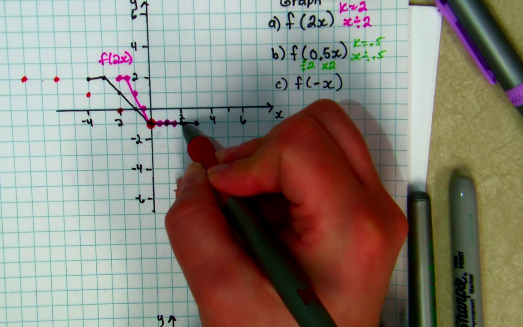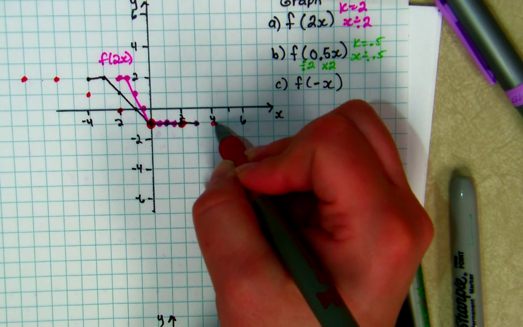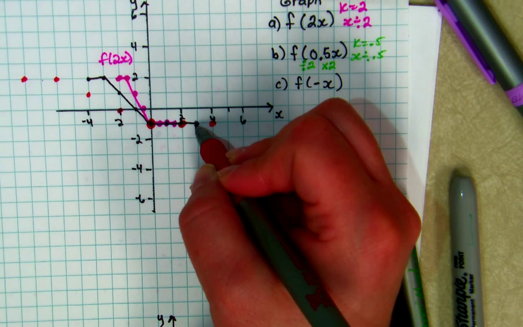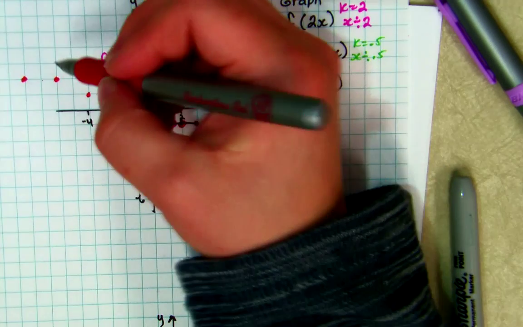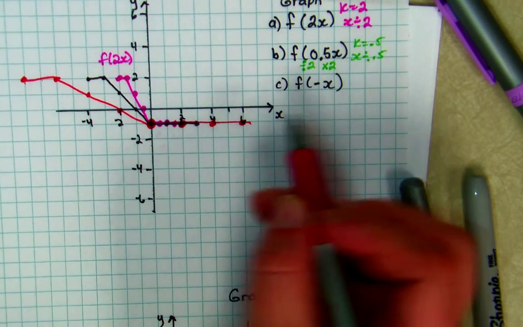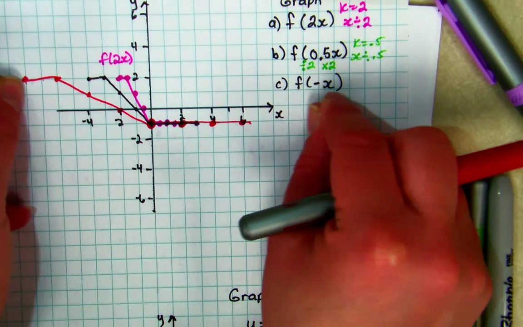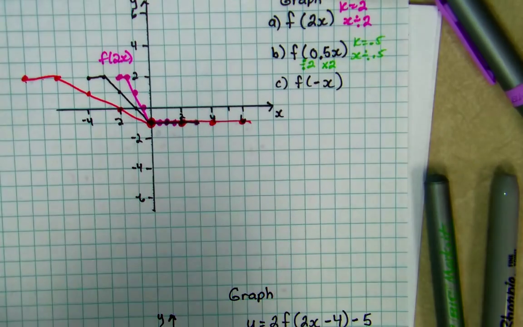This point was at 1, so it's going to go to 2. This point was at 2, so it's going to go to 4. This point was at 3, so it's going to go to 6. So this is a horizontal stretch. It's as if we grabbed the graph and pulled it out horizontally.